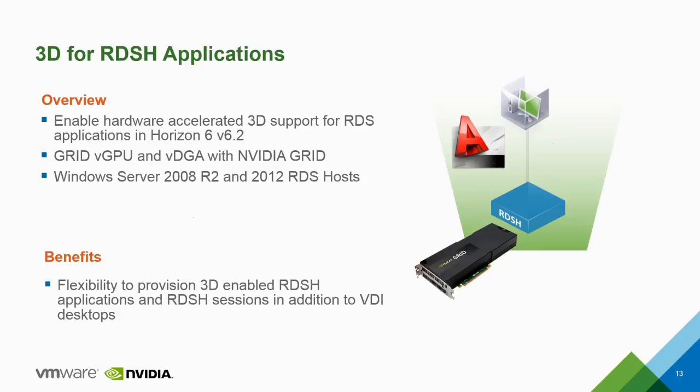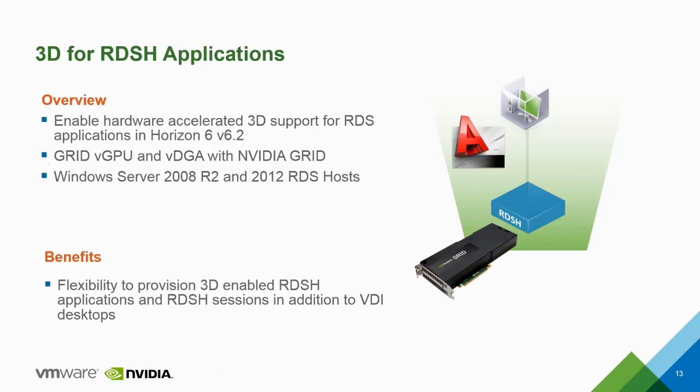So we talked briefly that with Horizon 6.2 recently, we added support for 3D RDSH applications. This works with the NVIDIA Grid vGPU or vDGA in pass-through mode and takes that ability to take that GPU and share it across an application workload, which is AutoCAD, SolidWorks, and others. So you can remote a single application or a set of applications, Google Earth, for example, and deliver it as a single application across your user base.